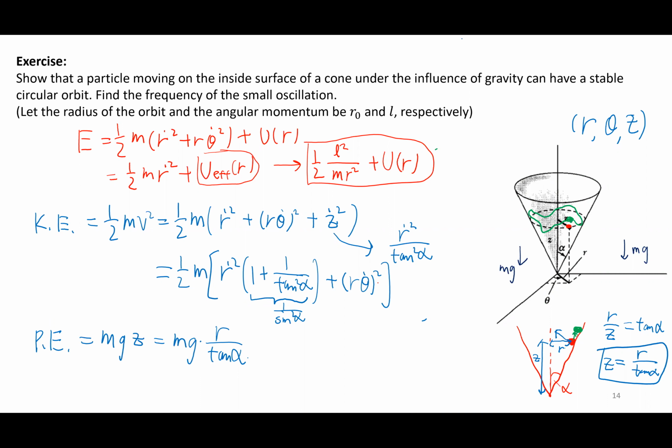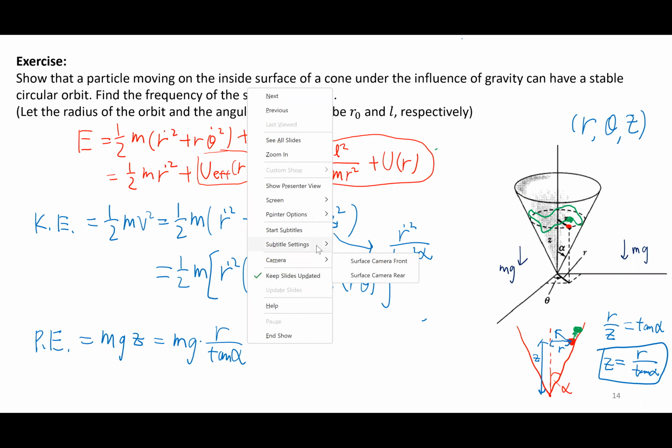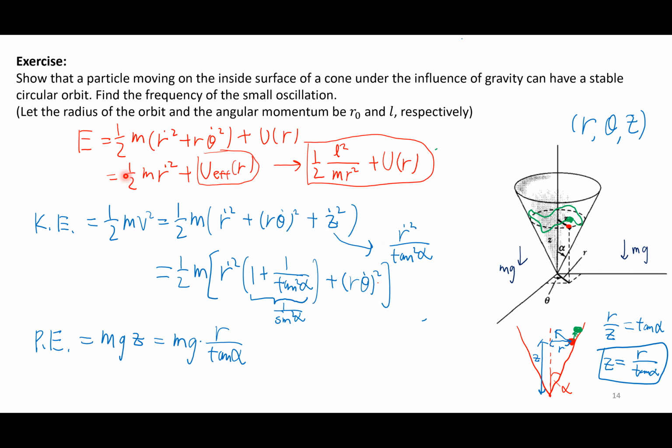So now you can see that the total energy of this system can indeed be written as a function of two variables only, r and theta. But the question is, can we actually write it in the same form as the red letters? Because here I don't just have m r dot square, I have this m r dot square divided by sine square alpha.